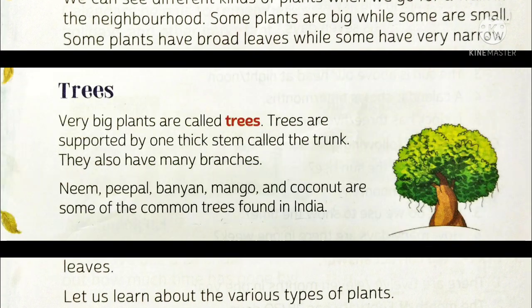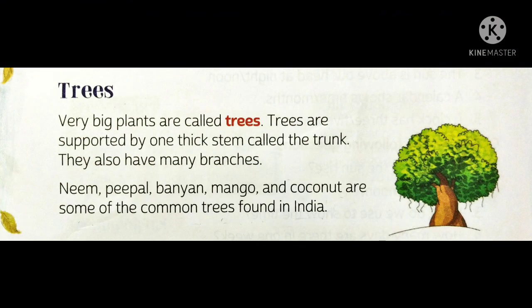Now the first type is trees. What are trees? Very big plants are called trees. Trees are supported by one thick stem called the trunk. They also have many branches. So what are trees? Trees are actually very big plants. You can see many trees nearby your house or in your neighborhood.